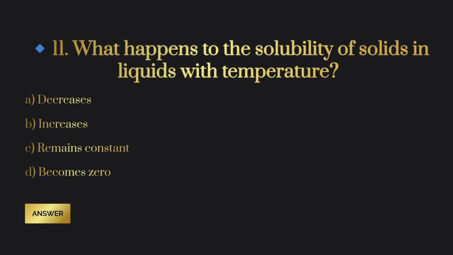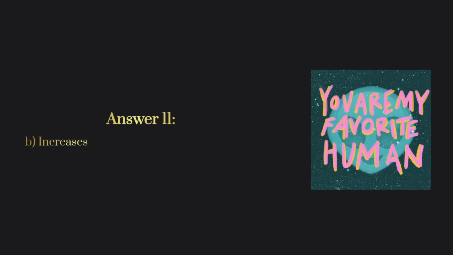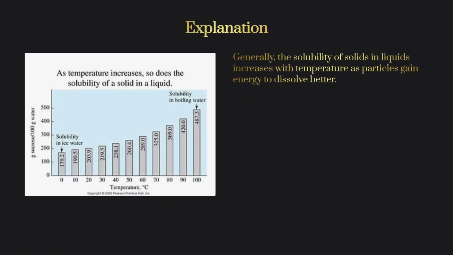Question number 11. What happens to the solubility of solids in liquids with temperature? So as the temperature increases, what happens to the solubility? Options are, it decreases. Option B, the solubility increases. Option C, it remains constant. Or option D, it becomes 0. So the answer is, it increases. Generally the solubility of solids in liquids increases with temperature as particles gain energy to dissolve better. So when you heat a liquid, the solubility increases.